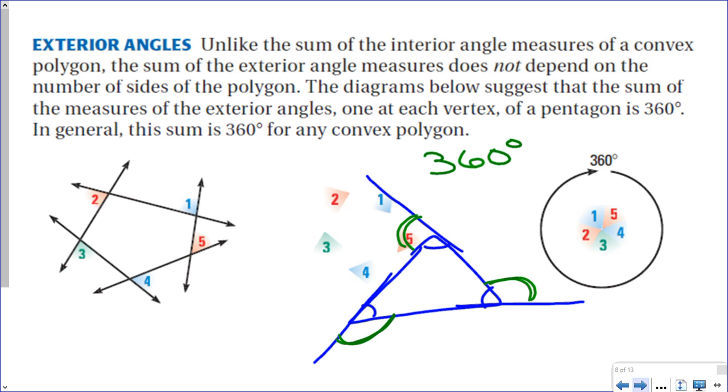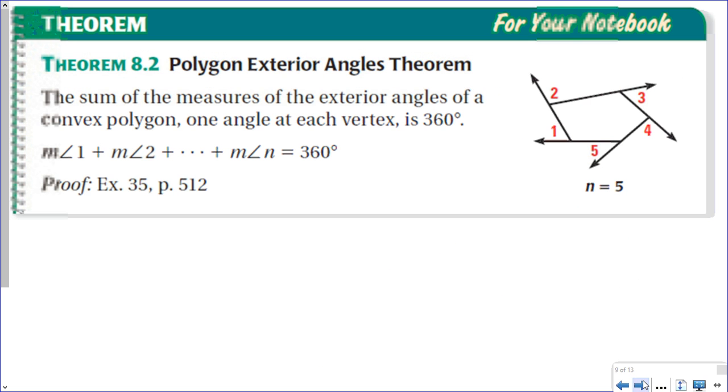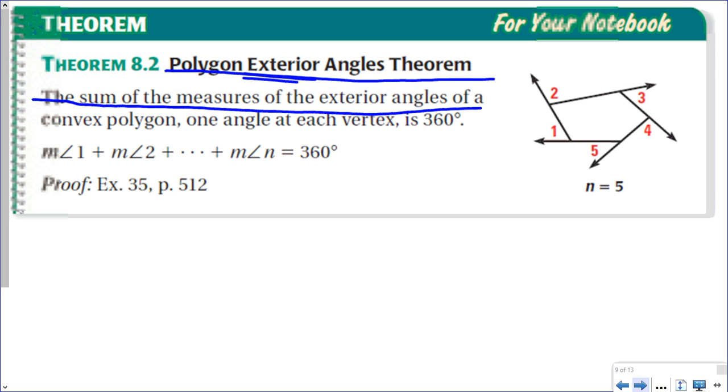So what I'm telling you guys is the sum, and it doesn't matter if it's a triangle or a four-sided figure, five-sided figure, the sum is always 360. So what's important on this page is that you put this as your heading, underline the word exterior because the last one was interior, and make sure that you put this: the sum of the measures of the exterior angles is 360. We'll chop this off right here. There you go.